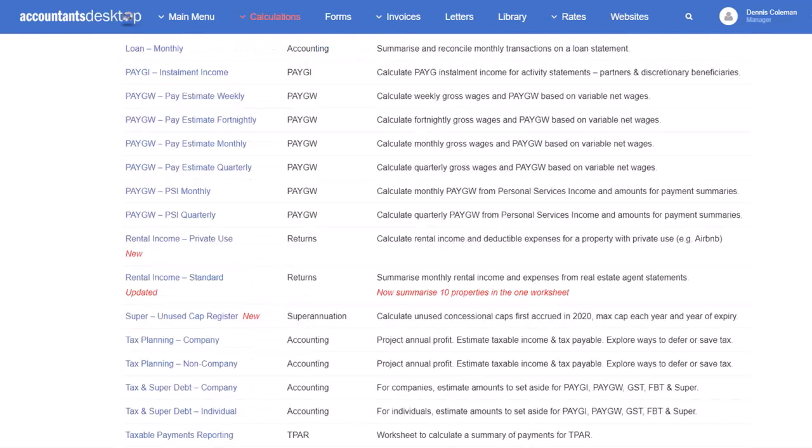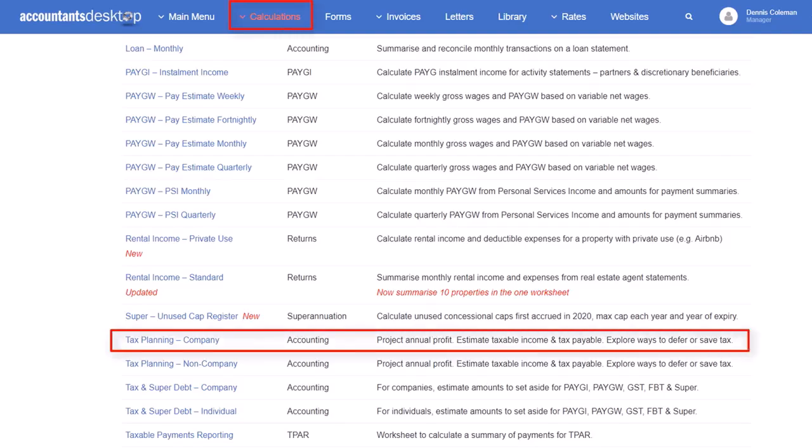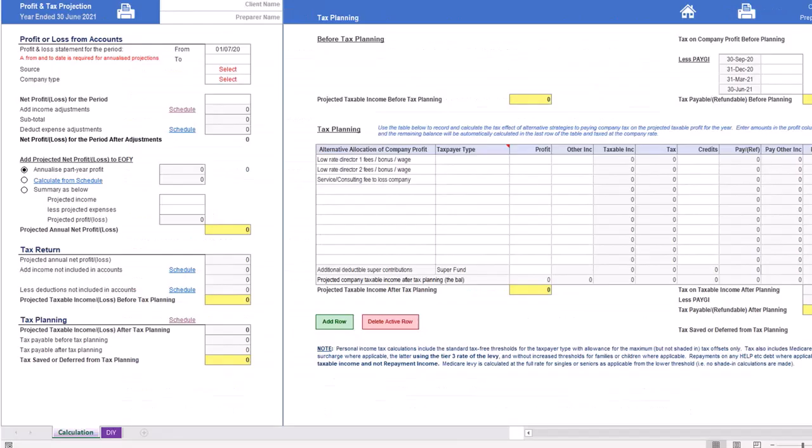One of his clients has recently updated her cloud accounts to the 31st of March and wants a projected profit and tax figure for the year. He goes to Calculations, Tax Planning, Company to prepare the estimate and do some tax planning.